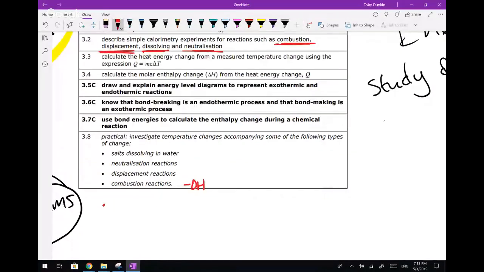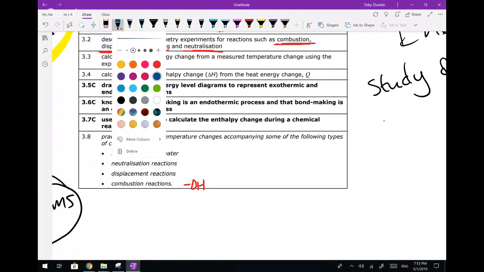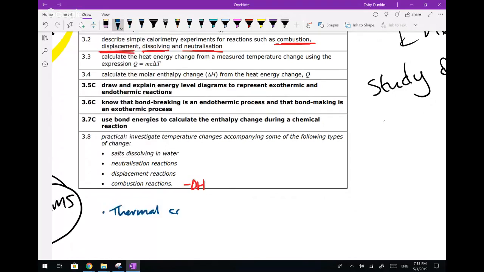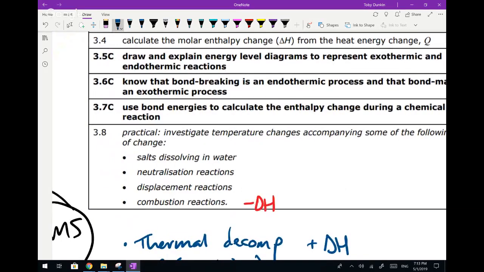Thermal decompositions, I shouldn't do it in red. Do you know what? If you're going to color code things, keep it proper. Thermal decompositions, such as cracking, are all endothermic. This is turning out to be a cracking webinar. So we've got cracking. These are all endothermic. They require heat. Right. Okay, next one.